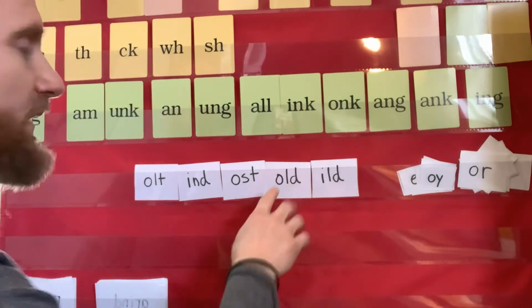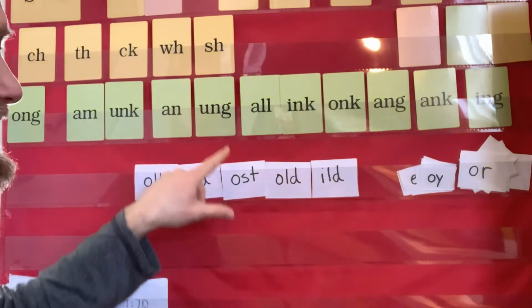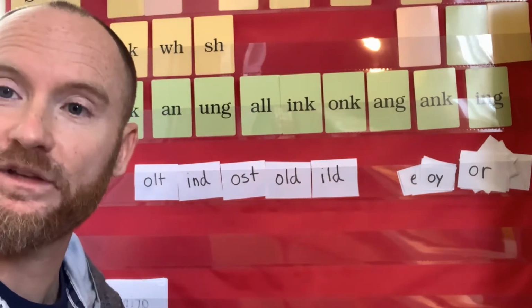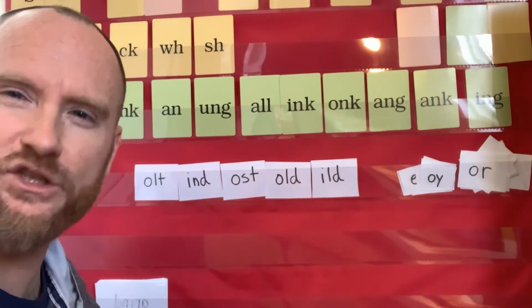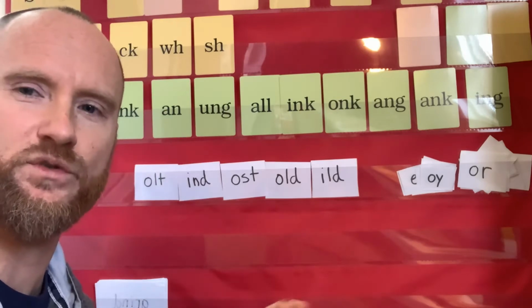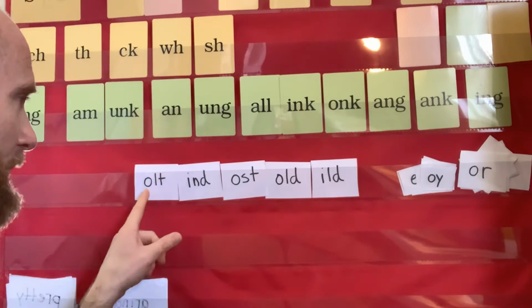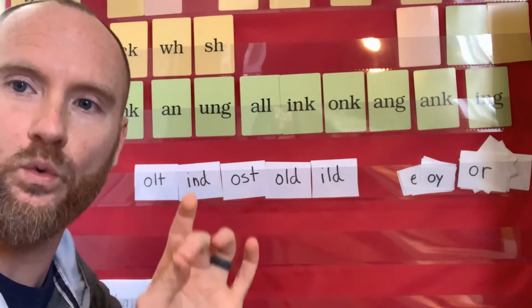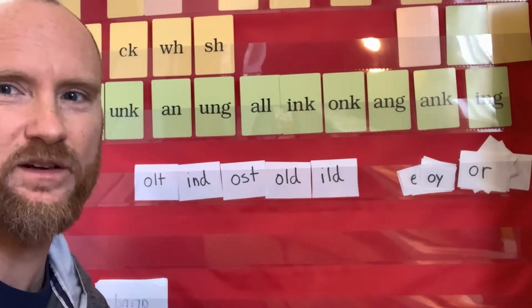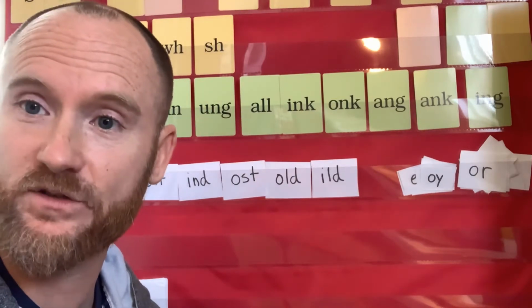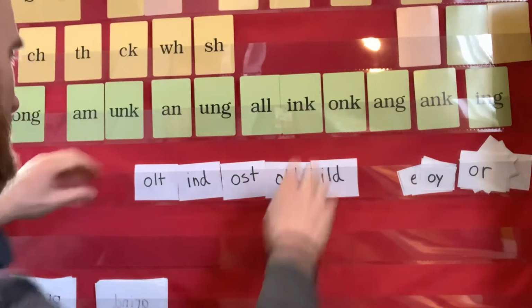Now, these are very similar to glued sounds. A lot of students get them mixed up with our glued sounds, but they're a little different, okay? We actually do tap out each individual sound. These aren't glued together as one sound, okay? So, for example, olt. It's really hard to hear, okay? I'll get into the reason why these are closed syllable exceptions after a little bit, okay?